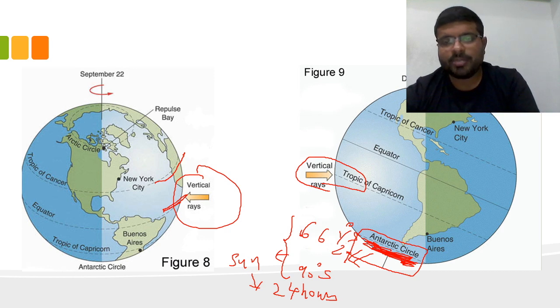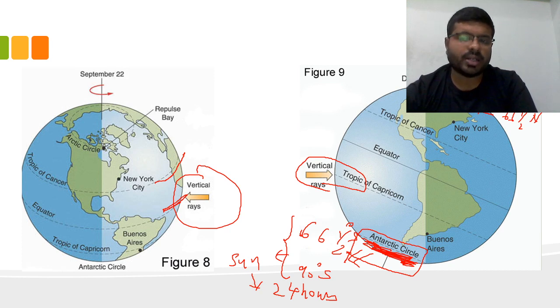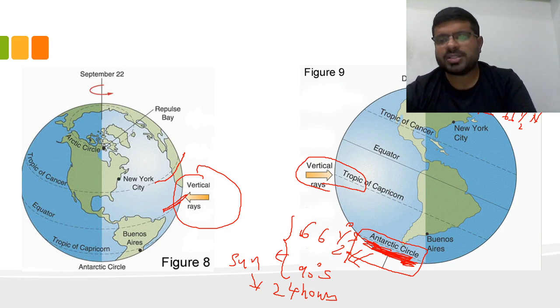And at the same time, what is happening in the northern hemisphere from 66 and a half degrees north to 90 degrees north? As a continuous rotation is happening, this entire region is under, sorry, it is not under sunlight, it is under darkness. This region is under darkness, not an illuminated one, because of which you have 24 hours of night here and 24 hours of day here.